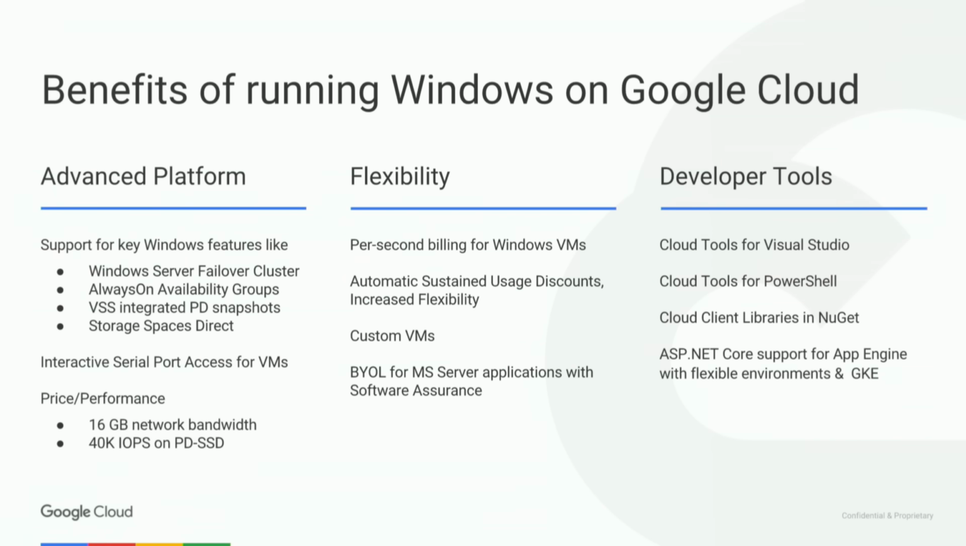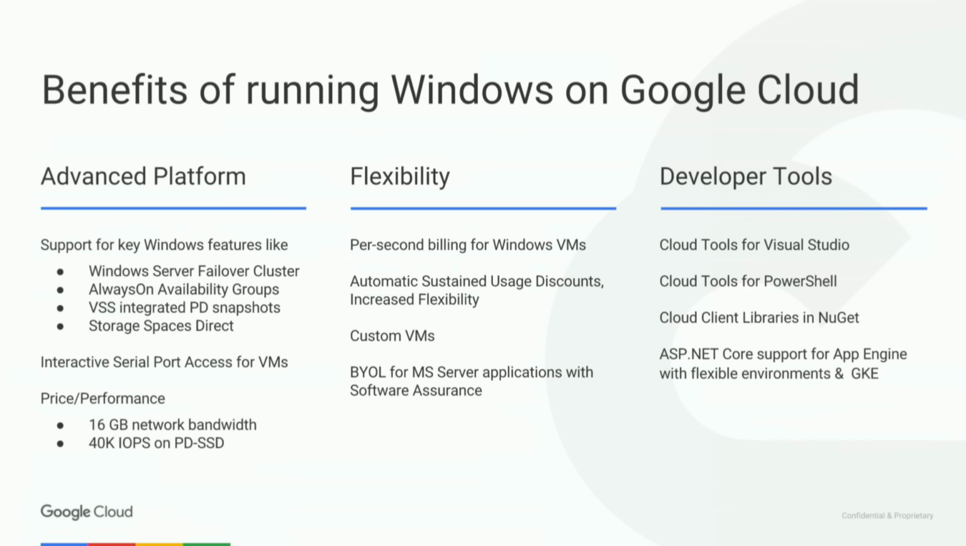So along with all the inherent platform benefits and inherent network benefits, there are also certain advancements in the platform specifically for Windows and SQL Server that I want to call out. So we have support for key Windows features like Windows Server clustering, all your SQL Server clustering, VSS integrated PD snapshots. You can not only see the output of the interactive serial console, but you can also interact with it. So this is really handy in debugging issues with your Windows VMs. So let's say your Windows VM lost network connectivity, you can connect to the SAC, kind of see if the Windows firewall is working, reconfigure it, and you're up and running.